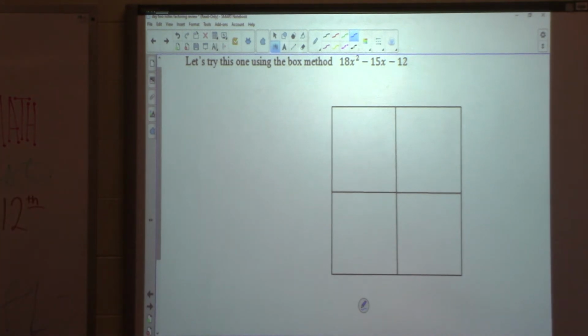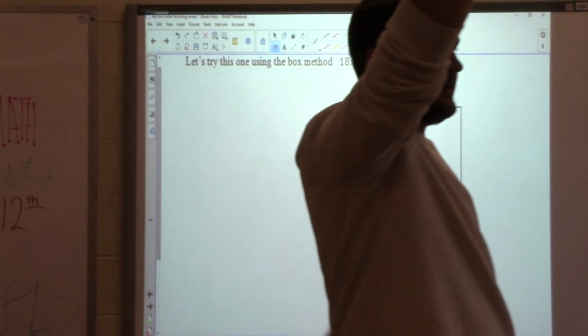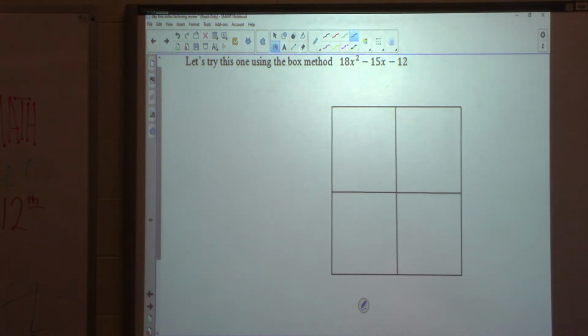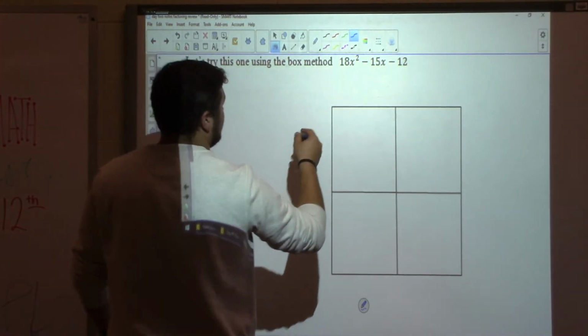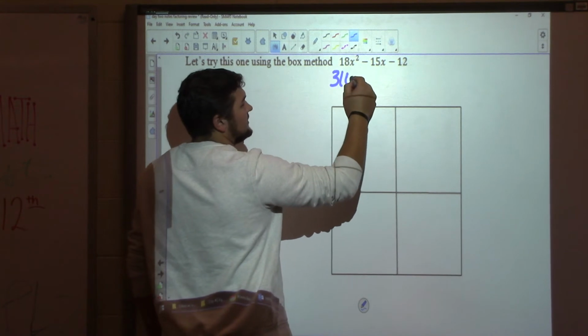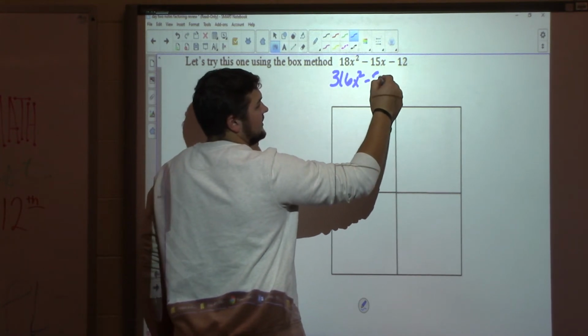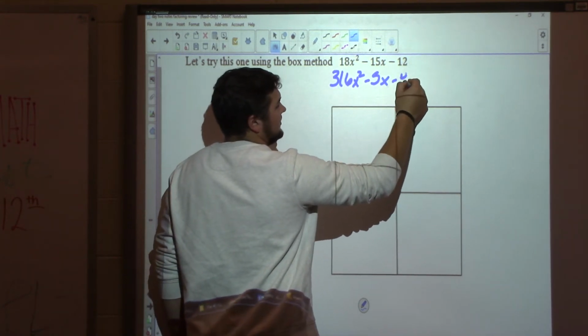Alright, next one. I look at it. It says 18x squared minus 15x minus 12. Step 1 should be what? Step 1, what I say you should always look to do? Factor a GCF out. In this case, I can take a 3 out. 3 times 6x squared minus 5x minus 4.